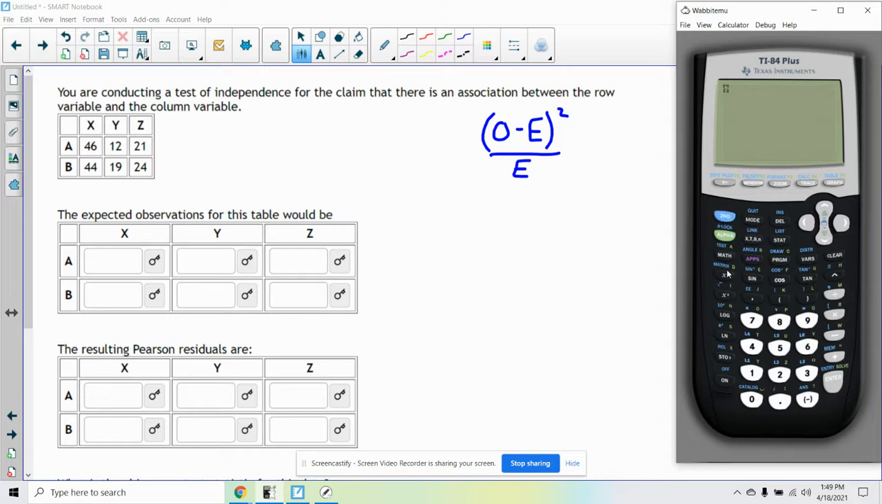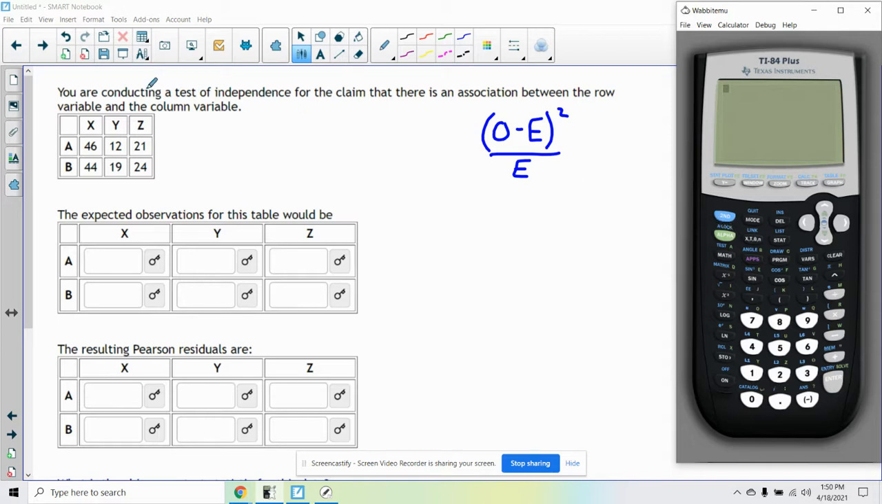So now if I hit second matrix, I have my matrices here. I'm going to go over to edit. I'm going to edit matrix A. I'm going to put my observed values in matrix A. So I want this matrix to be a 2 by 3 matrix, 2 rows, 3 columns. So I'm just going to input all my data just the way it is, just like that. And 24. Okay, just like that. Now that that's entered, I can second mode quit out of that.